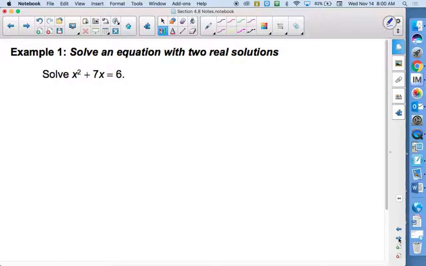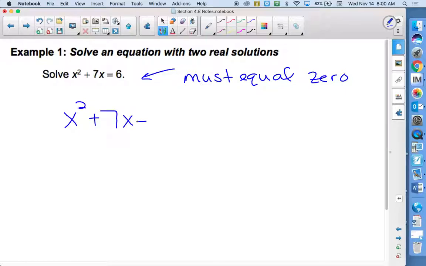So the first thing when you're solving any equation, it must equal 0. And that's because of the zero product property. So if we're trying to solve an equation using factoring, using the quadratic formula, we need to make sure that equation is equal to 0. So we're going to take that 6 to the other side because we need to have our a, b, and c values be on the same side of the equation. So we now have 1x squared plus 7x minus 6.